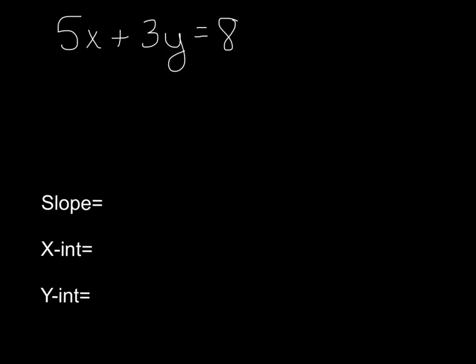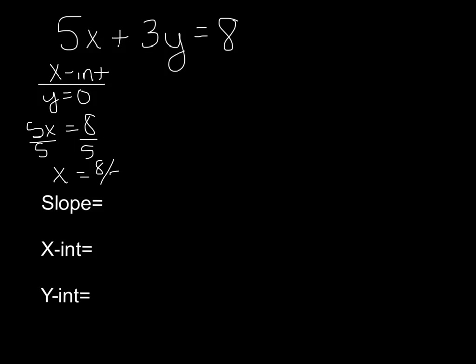All right, let's do one more here. We have 5x plus 3y equals 8. So x-intercept, because we're in standard form, means y will equal 0. 5x equals 8. Divide by 5. X is going to equal 8 over 5. That means your x-intercept is 8/5, 0.